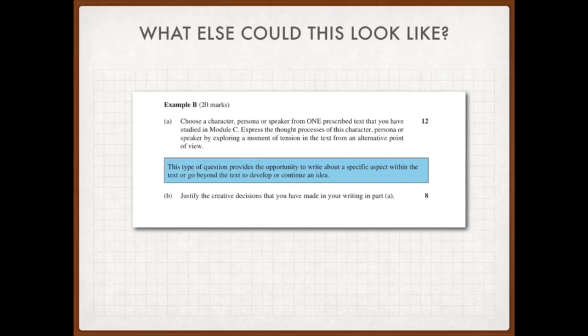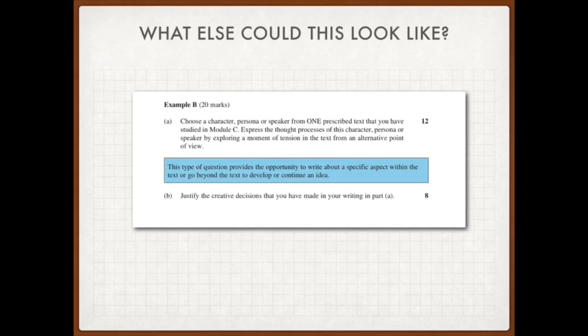So part A for 12 marks asks you to choose a character, persona, or speaker from one prescribed text that you have studied in Module C, and express the thought processes of this character, persona, or speaker by exploring a moment of tension in the text from an alternative point of view. Now, once again, I want to draw your attention to the specifics of this question. It's specifically stating that it has to be a character, persona, or speaker from a text in Module C.